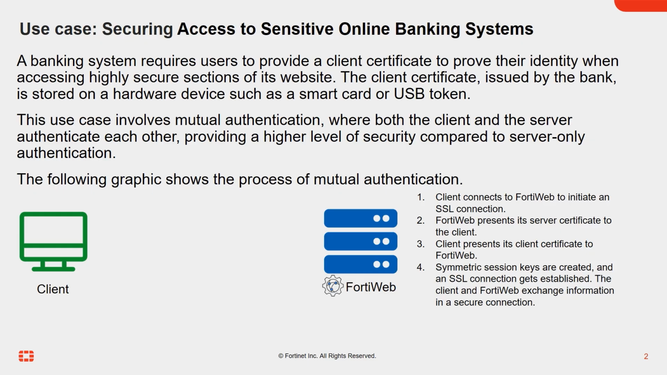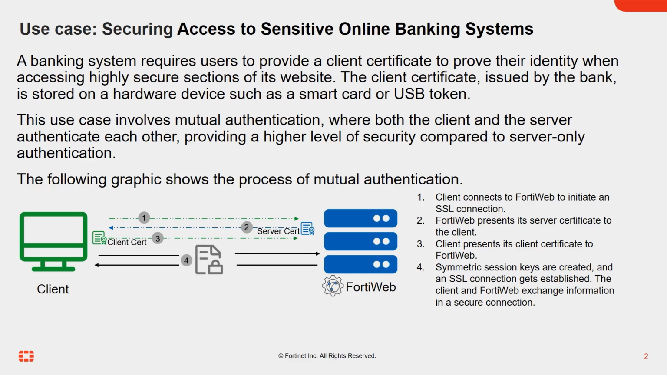The following graphic illustrates how mutual authentication works in this scenario. First, the client initiates an SSL connection to FortiWeb, the bank's web application firewall. Then, FortiWeb responds by presenting its server certificate to the client, proving its identity. Next, the client provides its client certificate to FortiWeb for authentication. Finally, once both identities are verified, symmetric session keys are created, establishing a secure SSL connection.